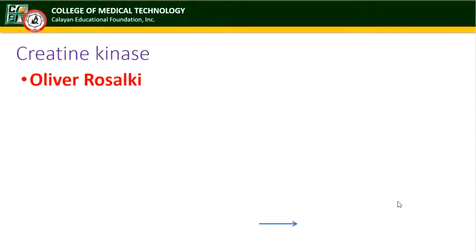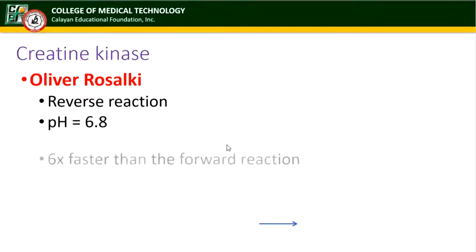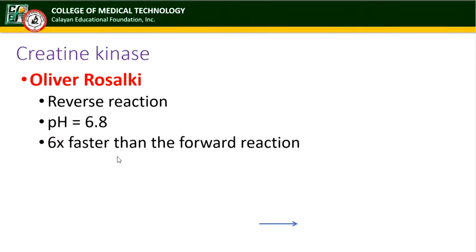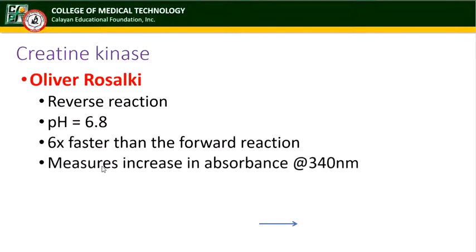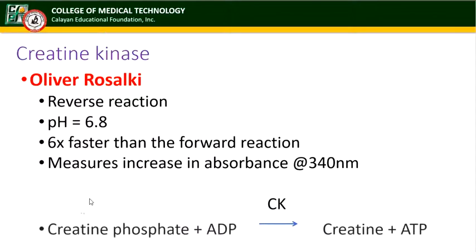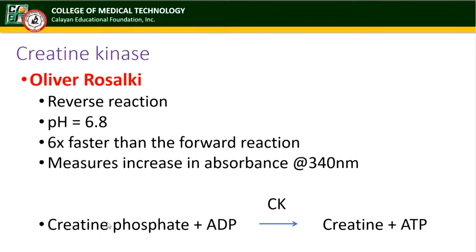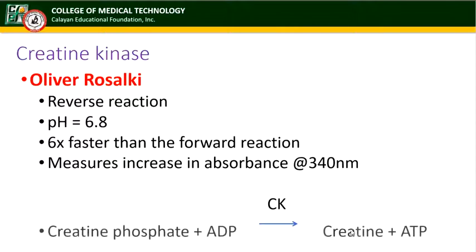Next is the Oliver-Rosalki. So this is the reverse reaction, pH 6.8. So this is 6 times faster than forward reaction. So this measures increase in absorbance at 340 nanometers. So creatine kinase plus creatine phosphate plus ADP, enzyme, creatine plus ATP ang ating product. So nabaliktad kaysa doon sa kanina.